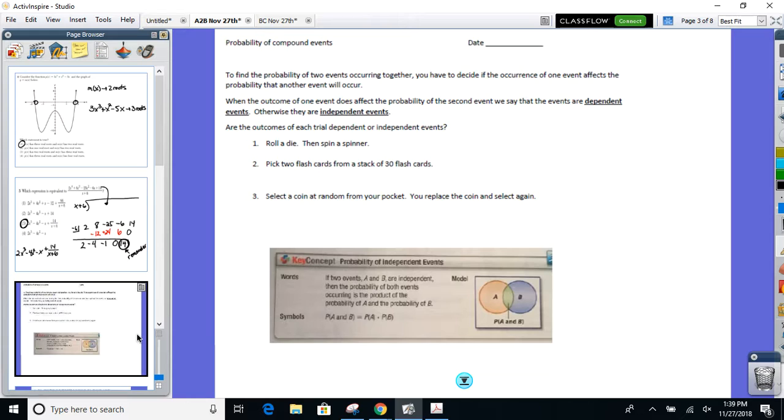Independent, they're two totally separate of each other. One does not affect the other. Dependent, one probability is affected by the first outcome. So I have 3 different scenarios for you. I'm going to roll a die, then spin a spinner. Are those probabilities affected at all by the other? No, not at all. So these two would be considered independent.